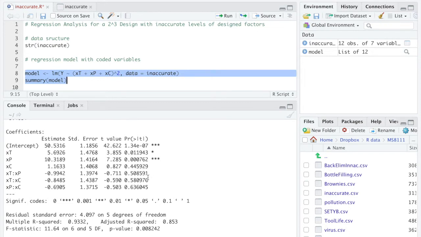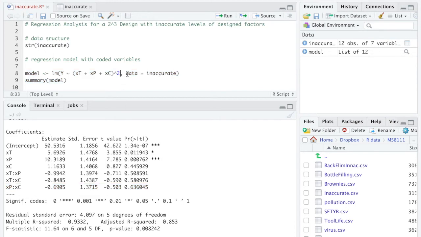We are going to start now a backwards elimination by removing one by one the factors and interactions that are not significant, always eliminating the least significant one. In this model, the interaction xp-xc is the one that has the highest p-value, 0.63. We are going to remove it from the regression model.